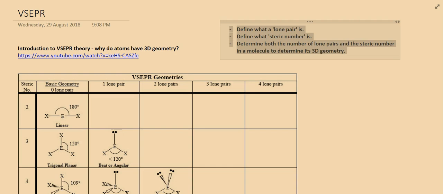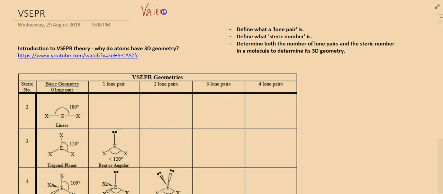Hey guys, in this video we're going to explore VSEPR theory and how it's applied. So VSEPR, what does it stand for? It stands for valence shell electron pair repulsion. And that's a really long name.